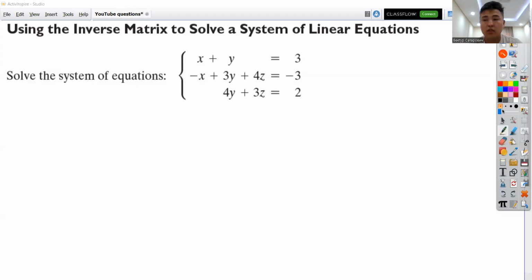Hey everyone! Today we will be working on how to use the inverse matrix to solve a system of linear equations, but here it is a little bit more complicated.